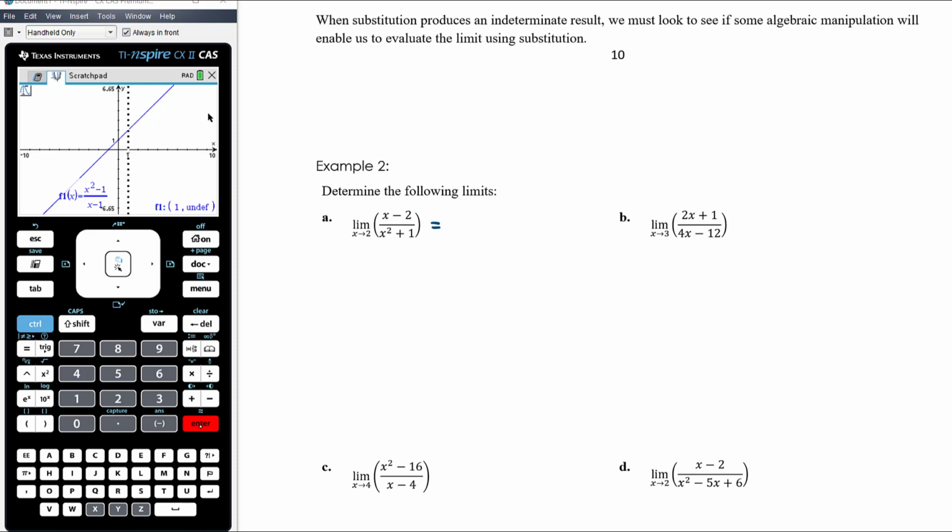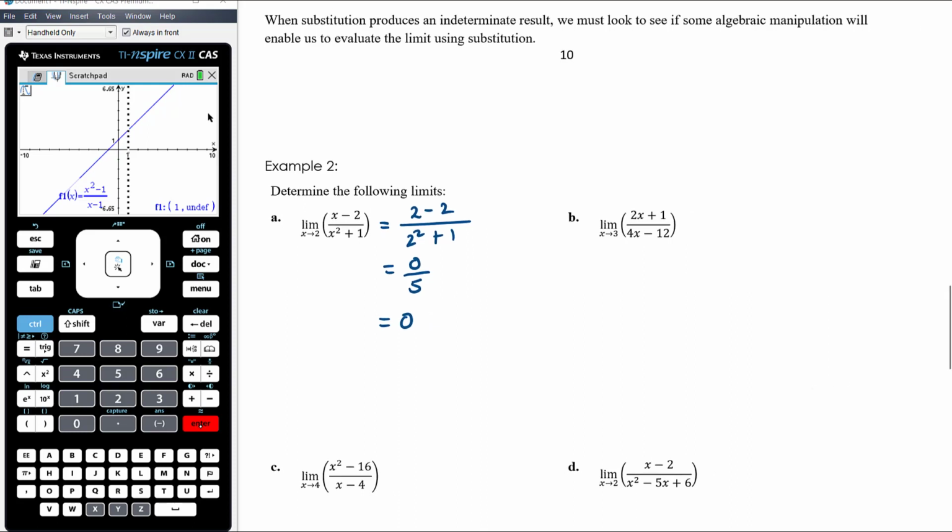Okay, so this one is, we sub in 2 minus 2 over 2 squared plus 1. So that is 0 over 5. That's not indeterminate or undefined. 0 divided by 5 is 0. The limit is 0.